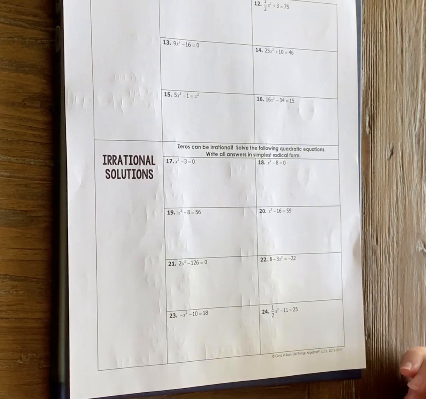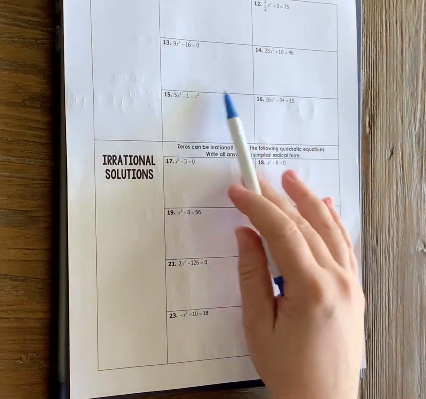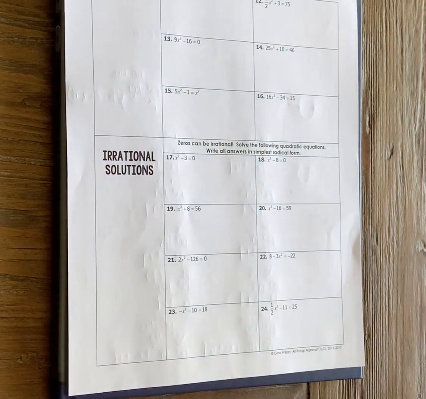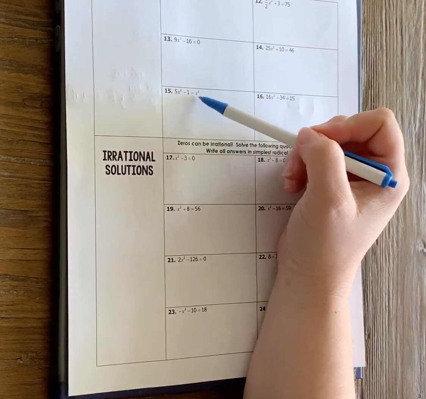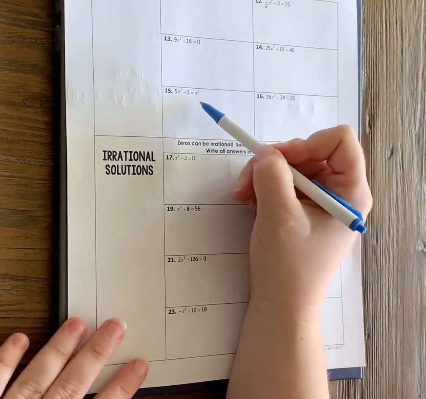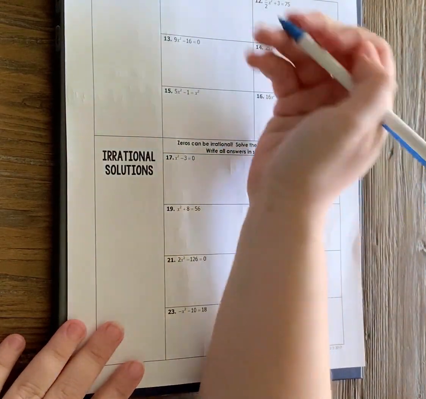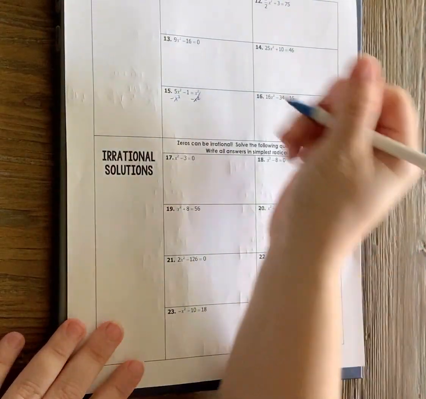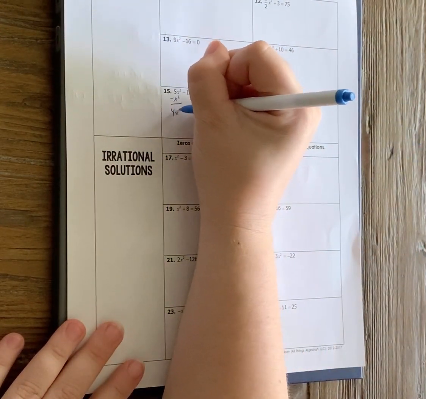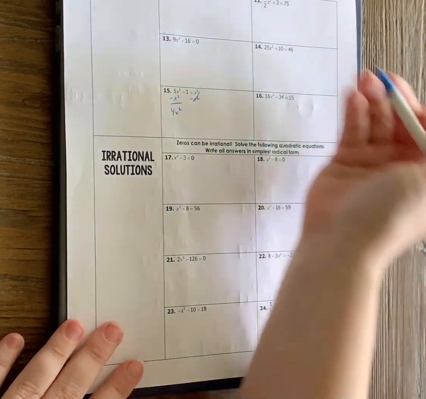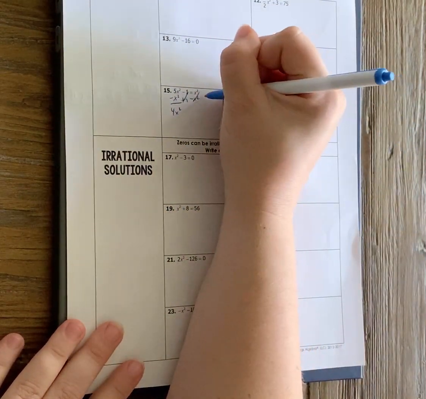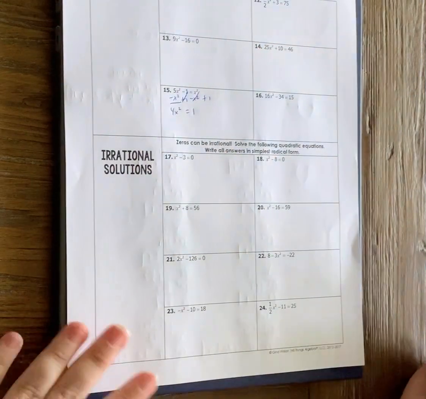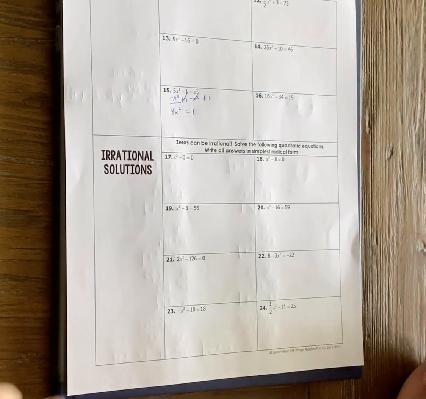All right, let's skip down to 15. Okay, well, first we want to get all the x squareds on the left-hand side. So we've actually got to subtract the x squared over here to start off with. Okay, and that turns into a 4x squared, but the 1 we want to move over to the other side, so we've got to add 1 over here. So we have 4x squared equals 1.